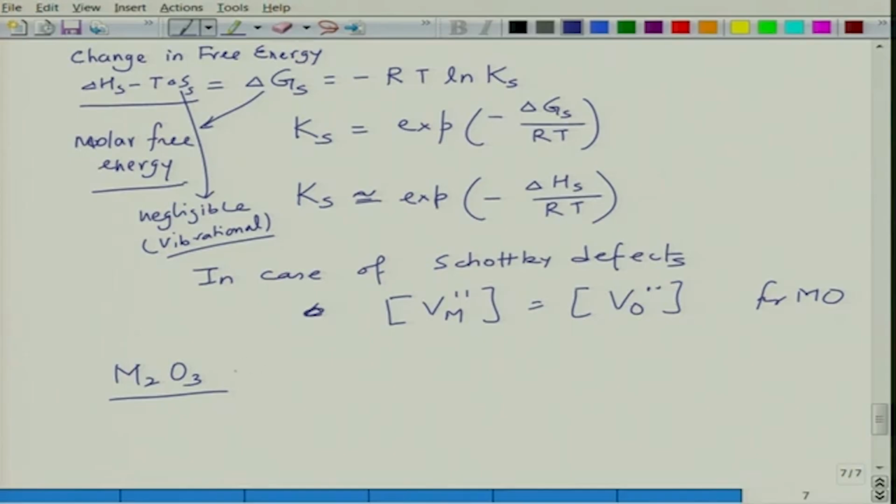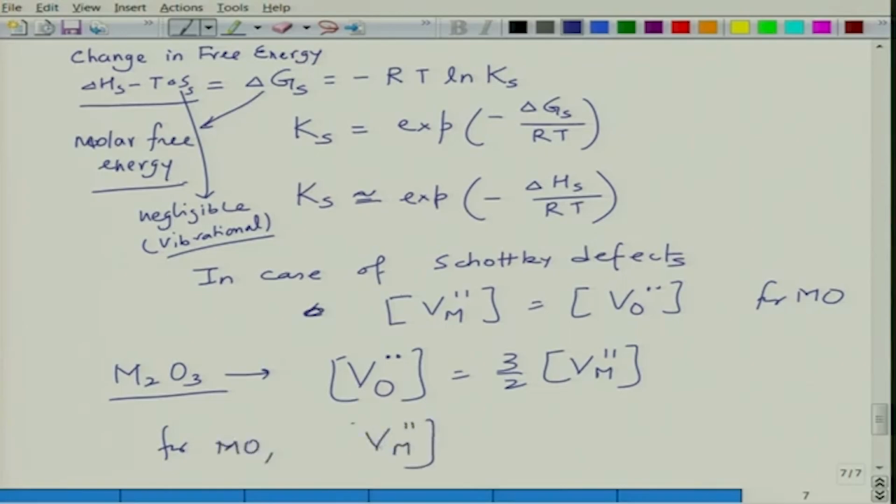What would it be? For M2O3 you will have 2 Vm and 3 Vo, which means for every 2 metal vacancies you are forming 3 oxygen vacancies, which means [Vo] will be equal to 3/2 [Vm]. This is for M2O3. So, accordingly the defect constant, the reaction constant, will change. If this is true for MO, we are taking for MO, then I can write [Vm double dash] is equal to [Vo double dash], which is equal to Ks to the power half, right?